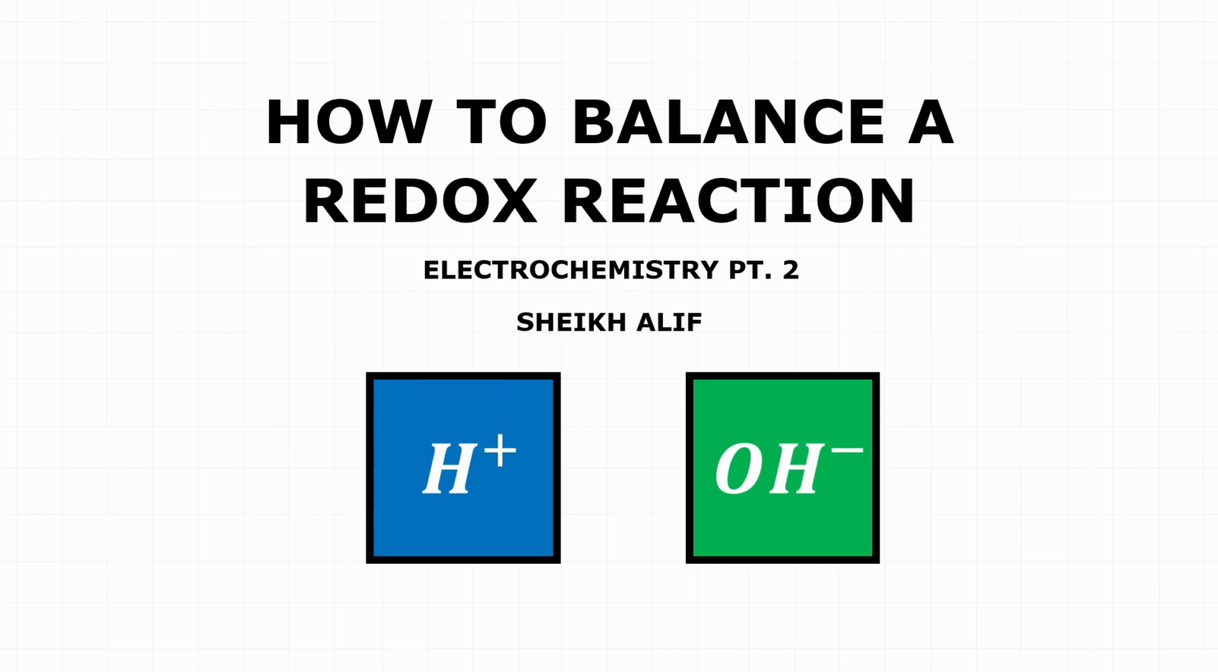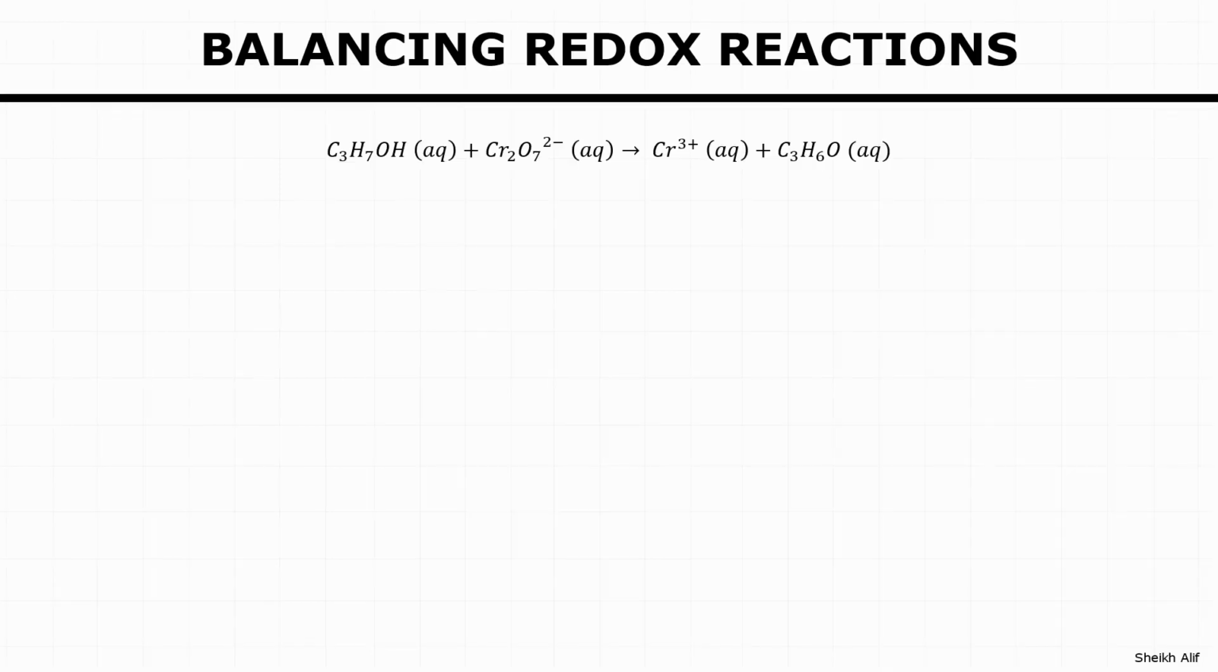And to understand why we need to learn to balance redox reactions, I'm going to show you a certain redox reaction. In this case, you have C3H7OH, which is isopropyl alcohol, reacting with Cr2O7, which is dichromate, to produce a chromium ion, and C3H6O, which is acetone. Now, if you notice, this whole thing is not balanced. Elements aren't balanced, charges aren't balanced, nothing's balanced.